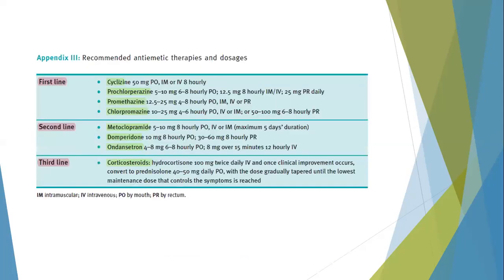This is the recommended anti-emetic therapy. As I told you, he divided it into 3 lines: first, second, third. First line: cyclizine, promethazine, chlorpromazine. Second line: metoclopramide, domperidone, ondansetron. Third line is corticosteroid. And these are the doses if you want to know them. Now we finished our discussion.